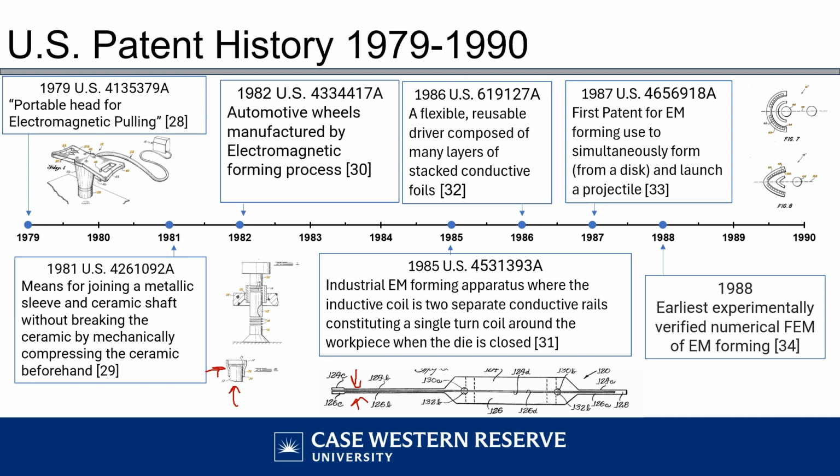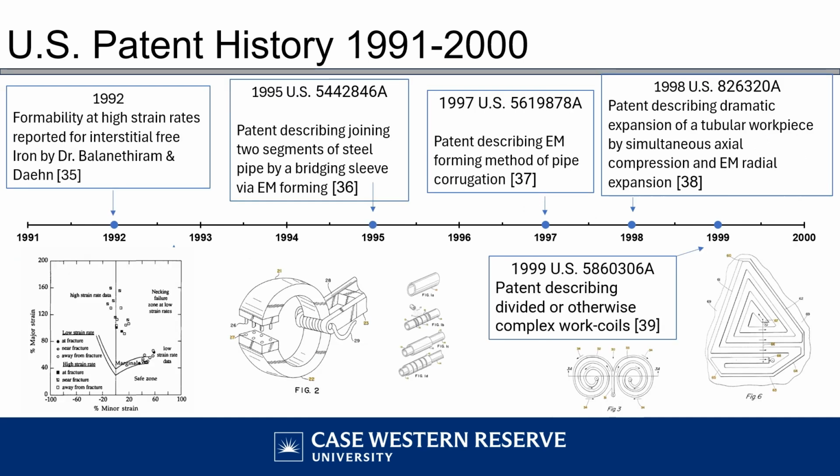By 1988, the U.S. Navy also patented a device to simultaneously form a disc into an armor-piercing projectile and launch said projectile using EM forming, which is notable since it was the first weaponized application of EM forming I found in patent literature. By the end of the decade, the first experimentally verified FEM of EM forming was also published in academic literature. The annual number of U.S. patents related to EM forming remained rather small until the late 1990s.